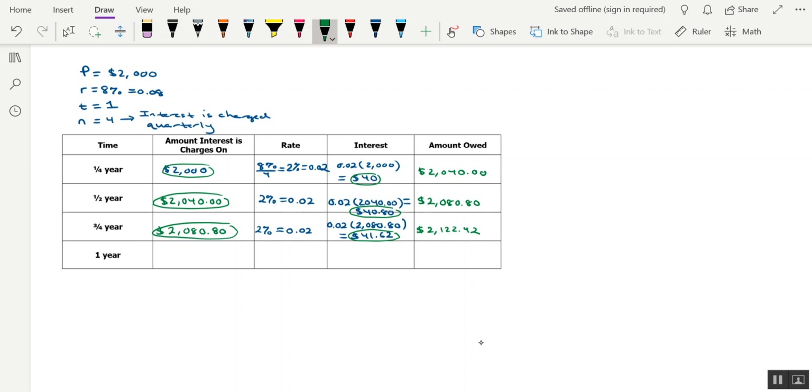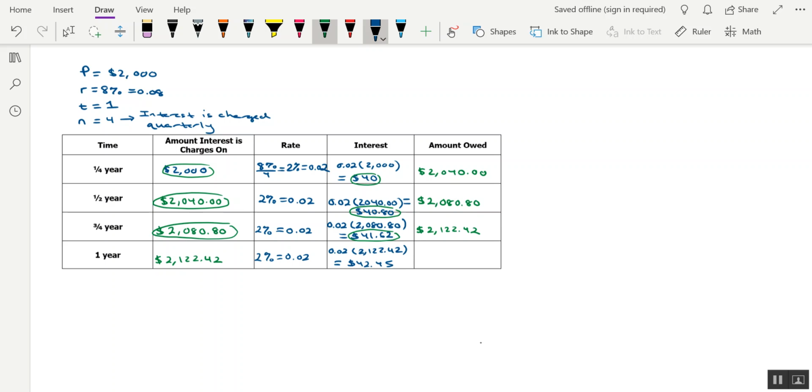So now our last quarter comes around, meaning that we finish out the year. So there's one more interest calculation to do, and that's going to be based on the amount that was owed after the third quarter year. In other words, $2,122.42. Again, 2% is going to be charged on that. So 0.02 times $2,122.42, and this is about $42.45.